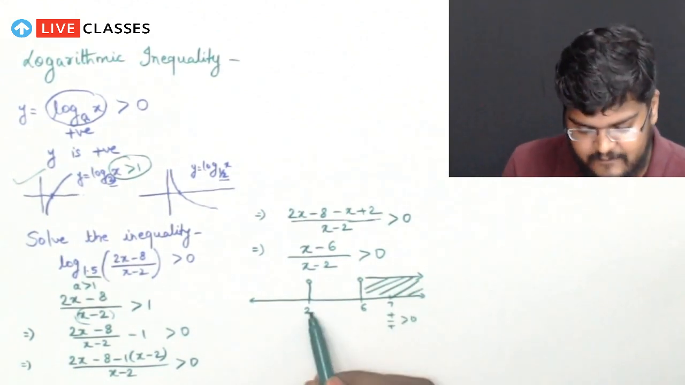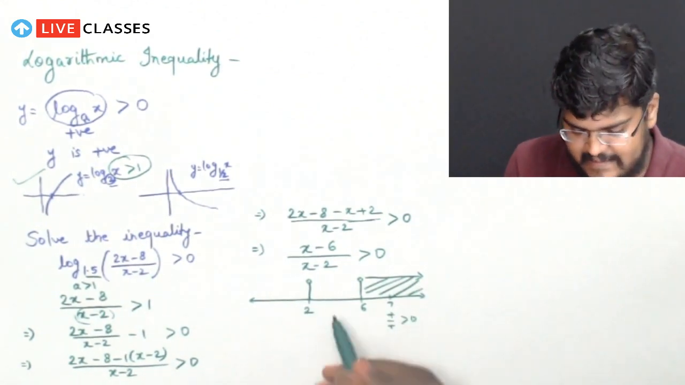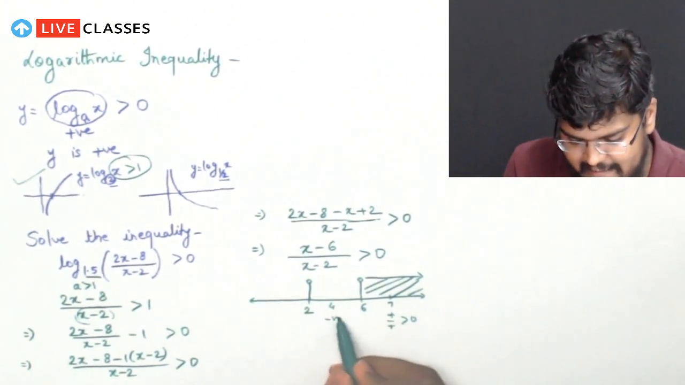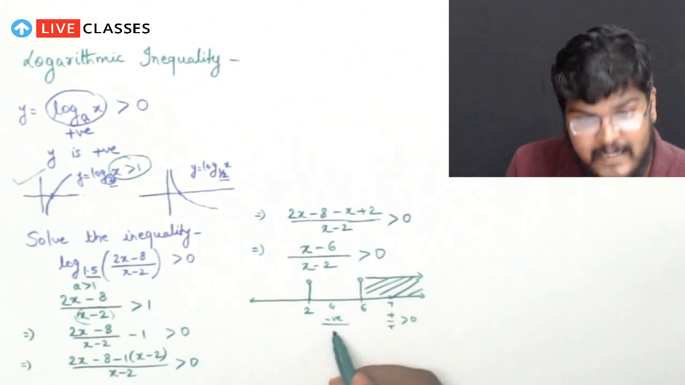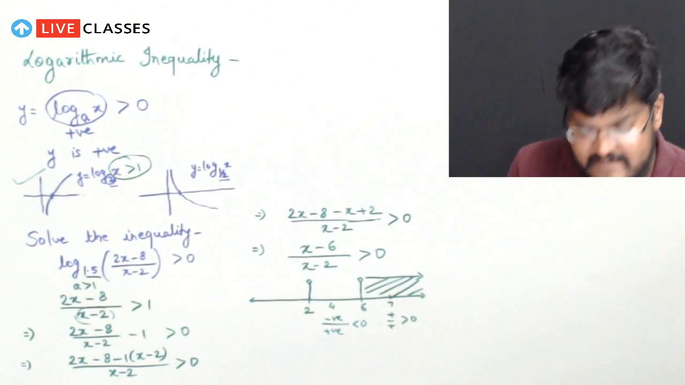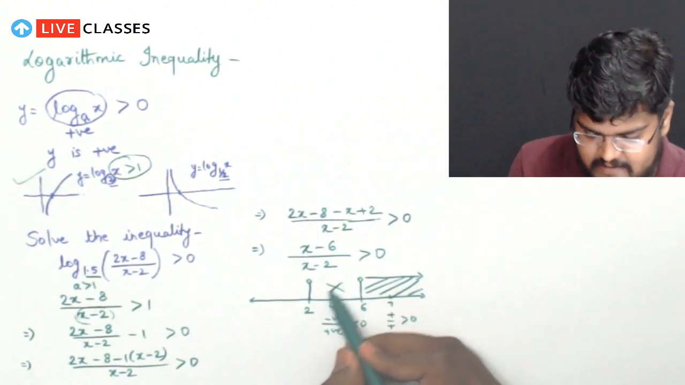Now if I take a value which is between 2 and 6, then let's say for x is equal to 4, if we try, then 4 minus 6 is negative and divided by 4 minus 2, which is positive. So this negative upon positive will always be less than 0, which means that this is not there in our solution set.